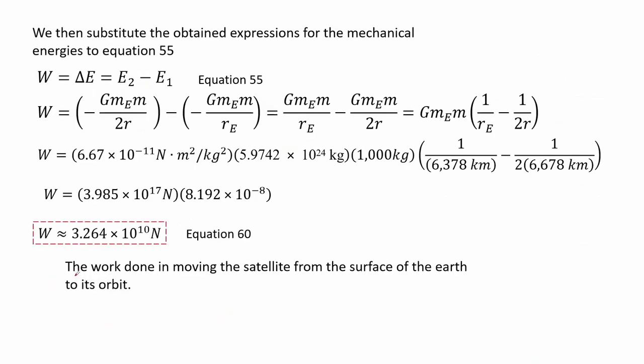We then substitute the obtained expressions for the mechanical energies into equation 55. Further simplifying the expression, we arrive at equation 60, which is the work done in putting a 1000 kg satellite to this orbit.